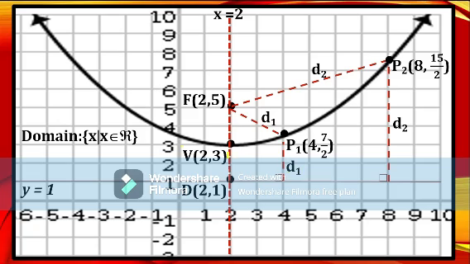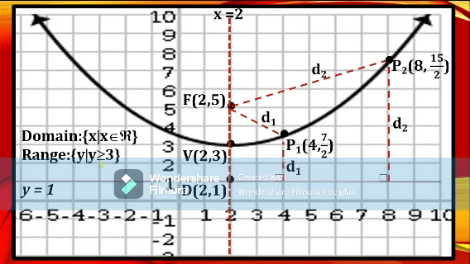As you've noticed, the domain would be the set of all x's such that x is an element of all real numbers, because the parabola opens upward, the axis of symmetry is vertical, and there are arrowheads in both directions. So the domain, or the set of all x's, will be the element of all real numbers.